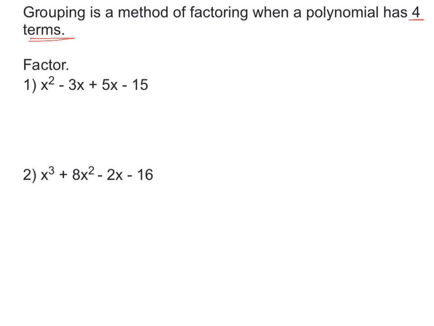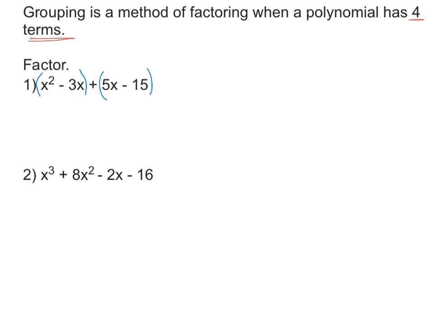So the way grouping works, to group a polynomial, you're going to put the first two in a set of parentheses and the second two in a set of parentheses. So there are your groups. The first two are one group, the second two are the next group. What you're then going to do is find the GCF for each set of parentheses.